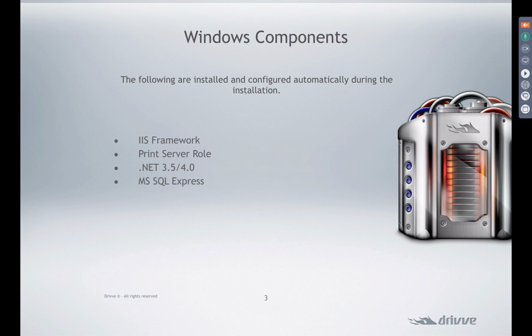So there are going to be a couple Windows components that are installed automatically with the Express Edition. You have the IIS framework, which is going to set up and host the web page for Drivve. You also have the print server role, which typically on a print server is already going to be installed, but we'll just check and install it if it's not already set up. The Drivve Express installer is also going to set up the .NET framework, 3.5 or 4, depending on your OS, as well as the Microsoft SQL Express service that's going to host the Drivve database.